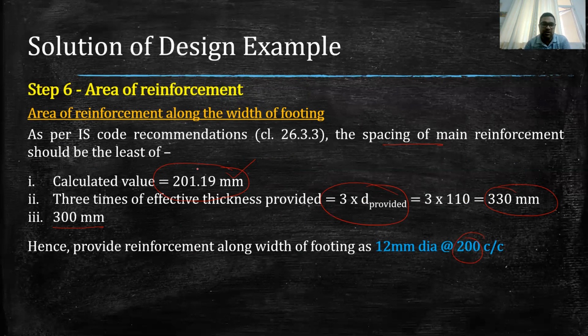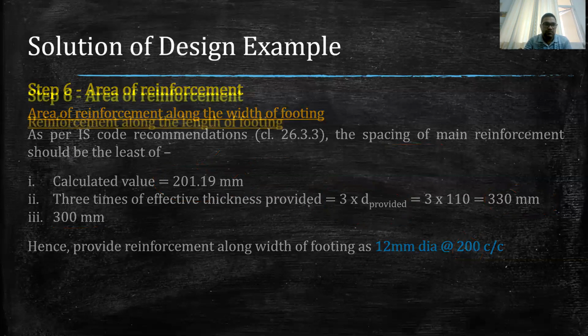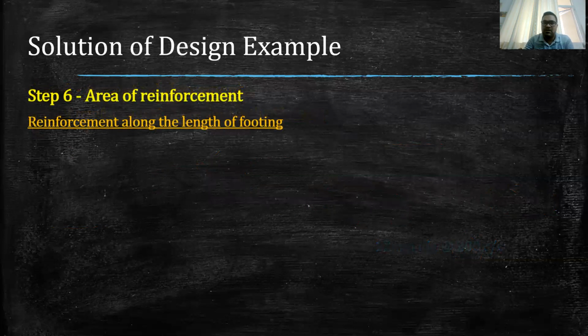This is the calculated value, and generally we round off to the lower side so that the area of steel required will be less than the provided. So this is how we provide the main reinforcement.